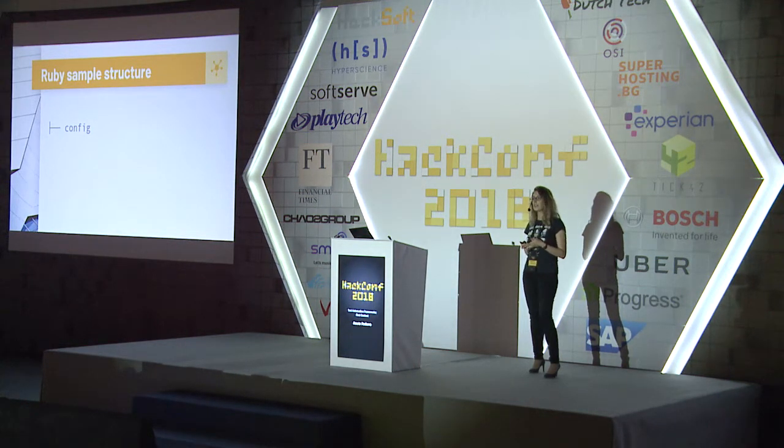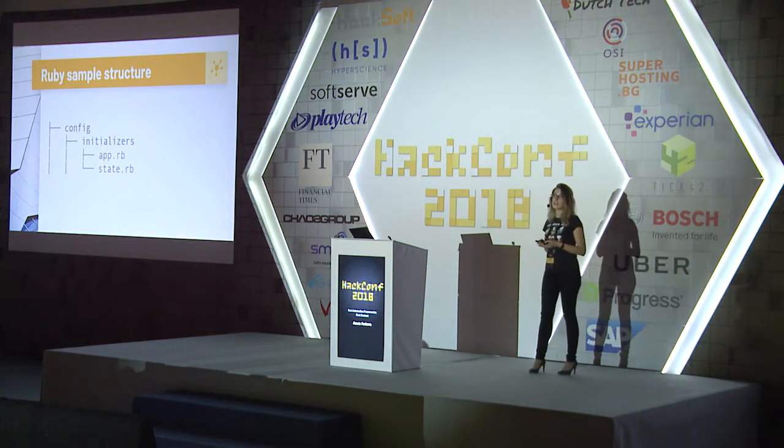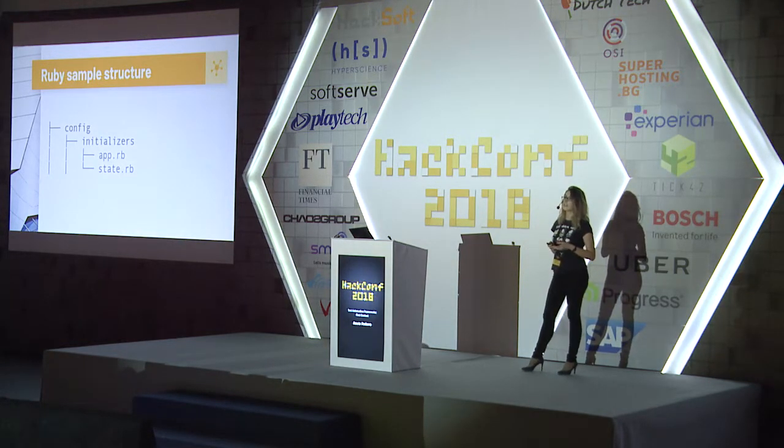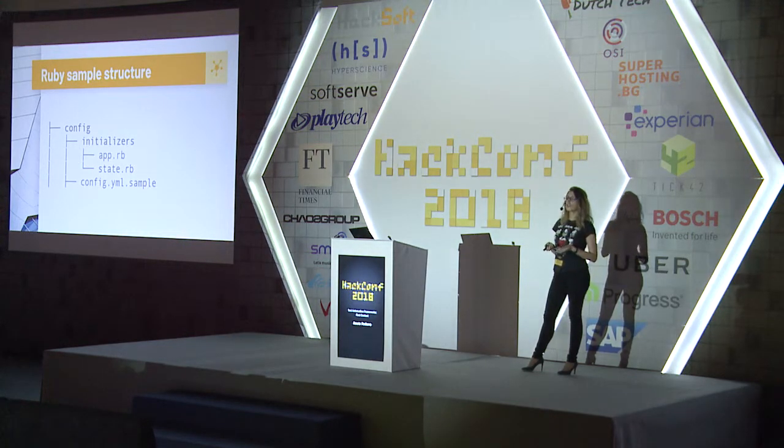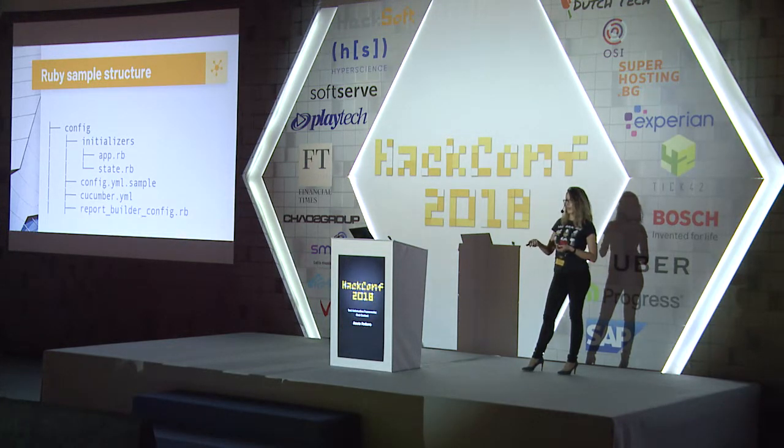Then the next module is the config one. So first, I have initializers, which are the classes that are going to take my configuration and bootstrap the application when I want to execute my tests in a specific environment, for example. I'm keeping my configuration in a YAML file, and I also have a Cucumber YAML where I have the specifics for running the Cucumber tests. And finally, I have a class which is solely responsible for building my HTML report.